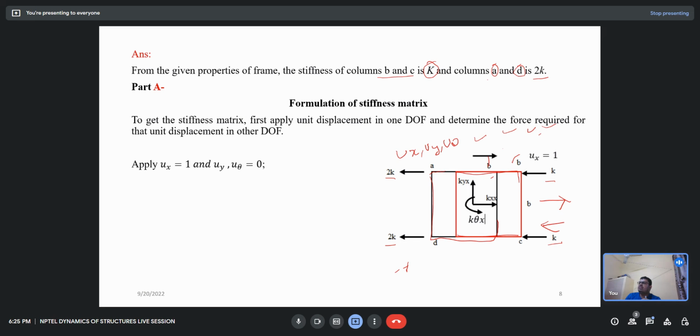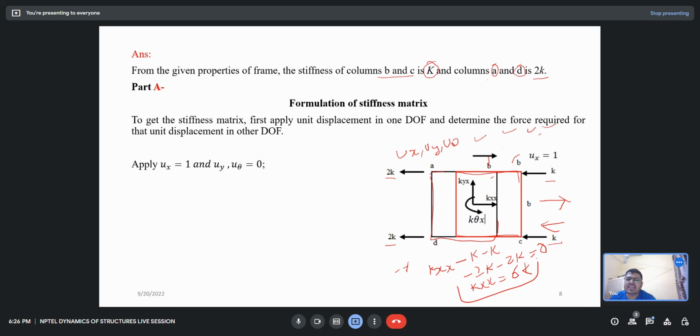Apply the equilibrium equation. Summation of Fx is equal to 0. That means kxx minus these 2k minus these two forces is equal to 0. So what would be my kxx? That would become 6k. Same for kyx. There is no force in the y direction, so my kyx would be 0.